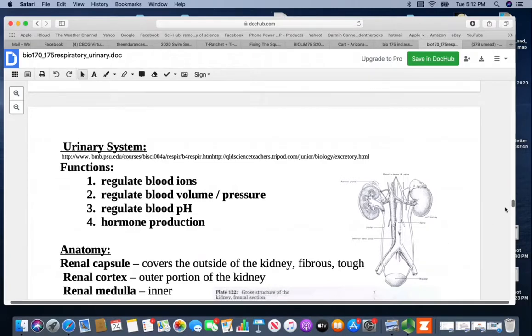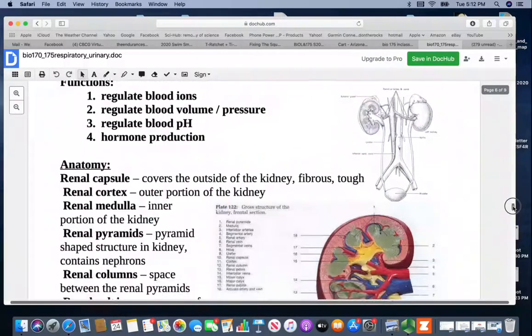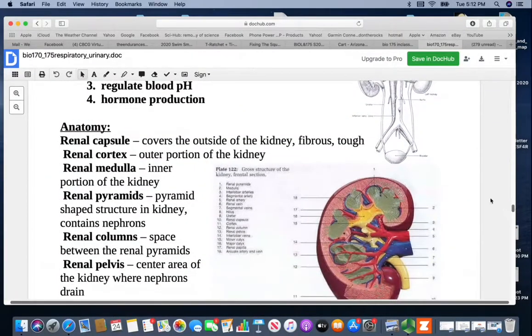Looking at the anatomy of a kidney, around the outside you have the renal capsule. This covers the outside of the kidney. It's a tough fibrous capsule to protect it. The kidneys are located retroperitoneal, so they are accessed through the posterior side of the body. The kidneys are usually a little bit smaller than your fist.